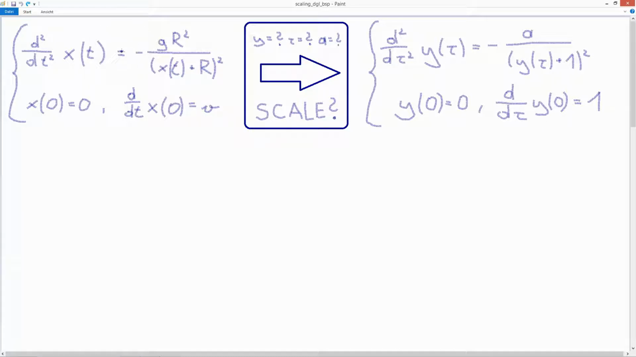Our goal is to bring this differential equation in a nicer form, so it's easier for people to work with it. We will accomplish this by bringing it in a dimensionless form. So here on the left we have our original differential equation. We want to know how to scale this differential equation so that it looks like this here. Especially we want to know how to define the variables y, tau and the constant a, so we can accomplish this form here. We need the pi factors for this.